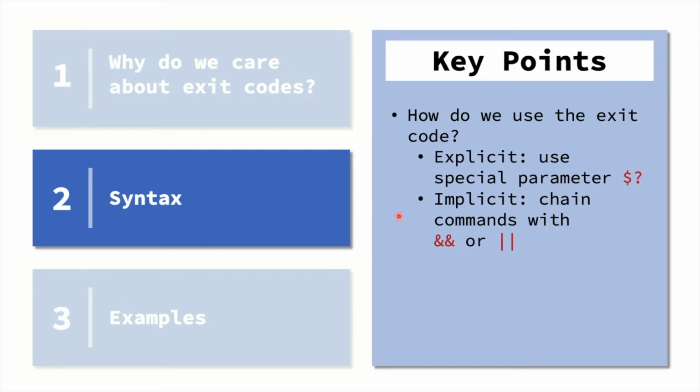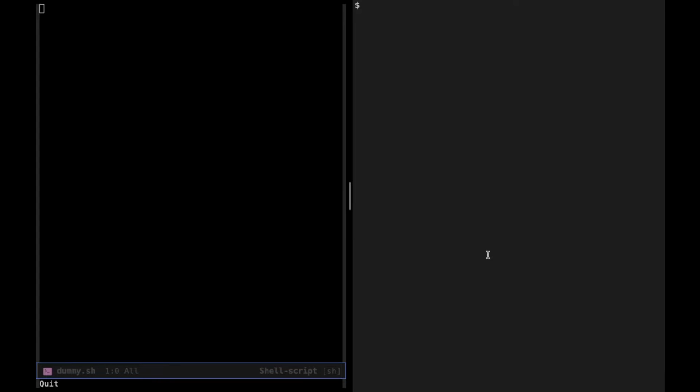Next comes the implicit way. Bash provides two operators, double AND and double OR, for us to chain commands together in a single line. The command right after the double AND operator will execute when the previous one is successful, and the command right after the double OR operator will get executed when the previous one has failed. Let's see a mini example.